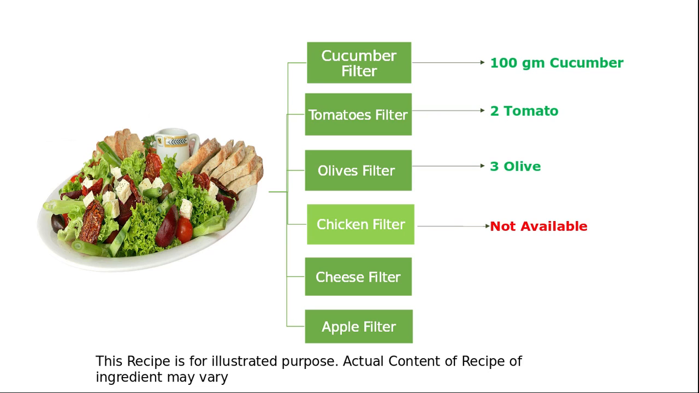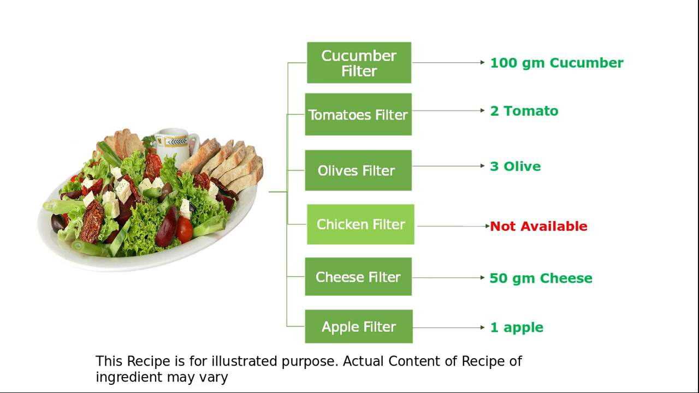We have applied the chicken filter. Oh sorry, there was no chicken available as it is a vegetable salad. There is no chicken available, so the chicken filter is 0. If you apply the cheese filter, there are 50 grams of cheese available. If we apply the apple filter, there is 1 apple we have put in. So in short, for this recipe we have got this many ingredients. Forget about the chicken part now. So now we have all the ingredients required to make this recipe again. If we mix them in a proper manner, we can recover the whole recipe.